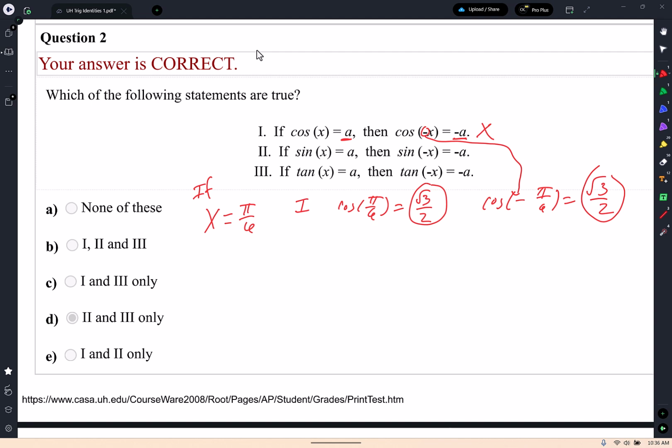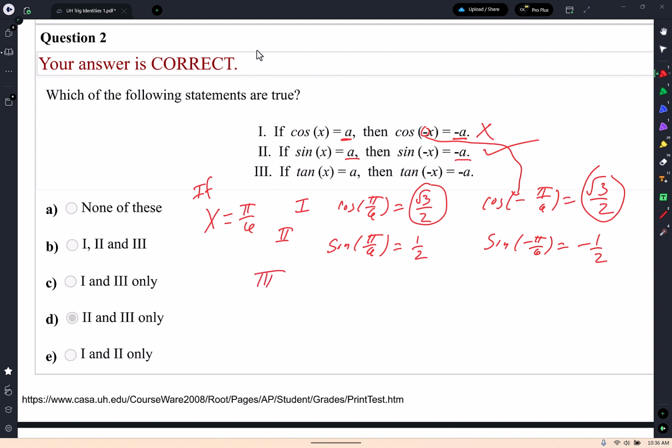And then by brute force, now I'm doing number 2. Sine of pi over 6 equals 1/2. And then sine of negative pi over 6 equals a negative 1/2. And that's in quadrant 4. And then I look, that says a and negative a. Oh, okay. Yeah, that one checked out.